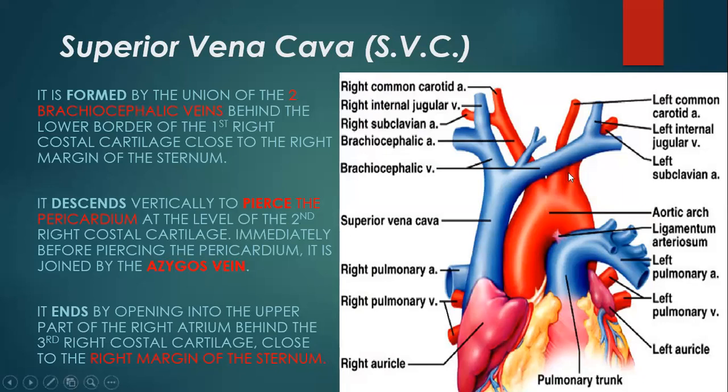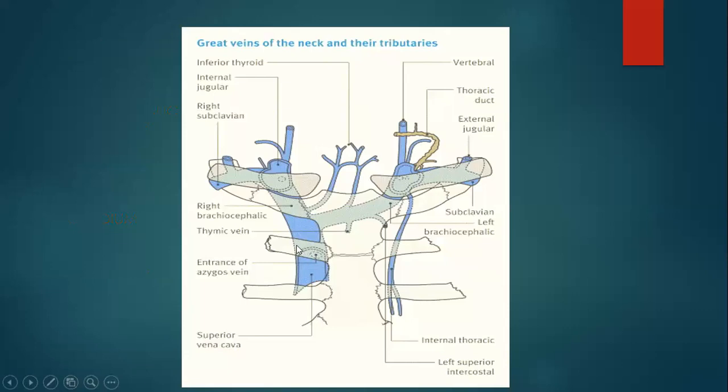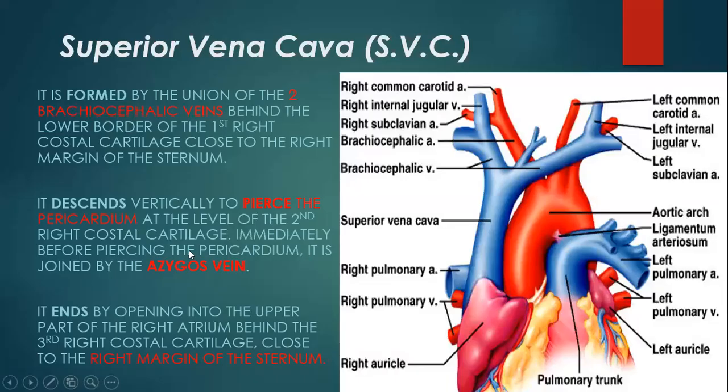So this superior vena cava is formed at the first right costal cartilage, and it pierces the pericardium at the level of the second right costal cartilage. In between, at this level, it will pierce the pericardium at the second right costal cartilage. If you go back here, this is the second right costal cartilage. So here will be the covering of the heart, that is the pericardium, which it will pierce.